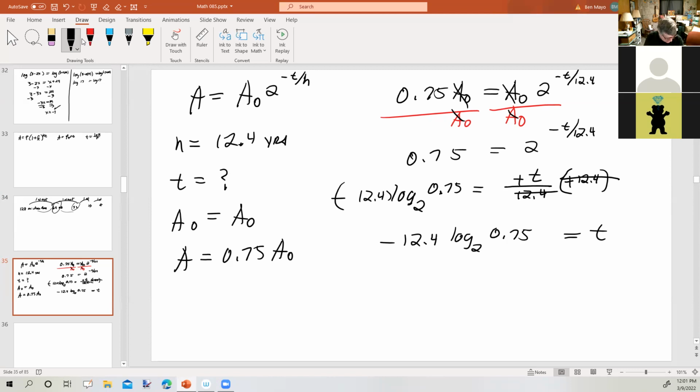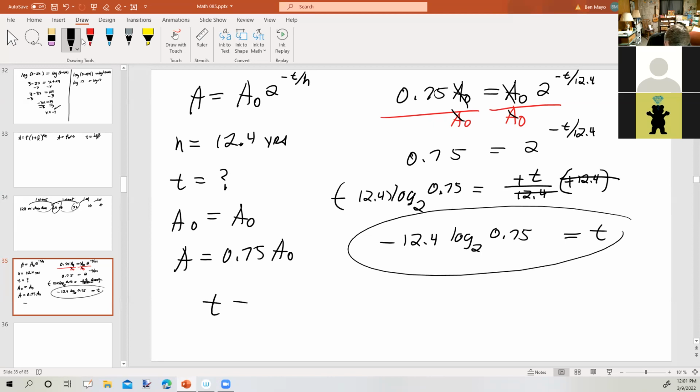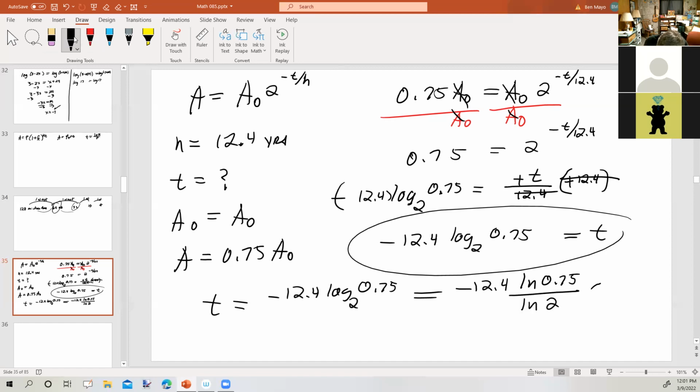There's the exact answer. Now let's get an approximate answer. Okay, I'm going to rewrite this equation. T equals negative 12.4 log base 2 of 0.75. But I'm going to use the change of base formula. So I get negative 12.4. Let's use natural log this time. Natural log of 0.75 divided by the natural log of 2.